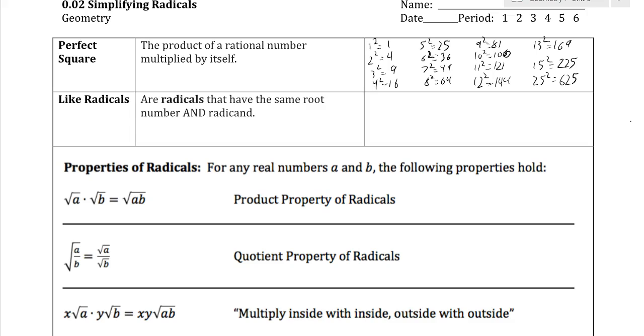Like radicals are radicals that have the same root and the same number. So square root of 3 and 5 square root of 3 both have the same square root and both have the same radicand, the number underneath the square root. So square root of 3 and 5 square root of 3 would be like radicals.